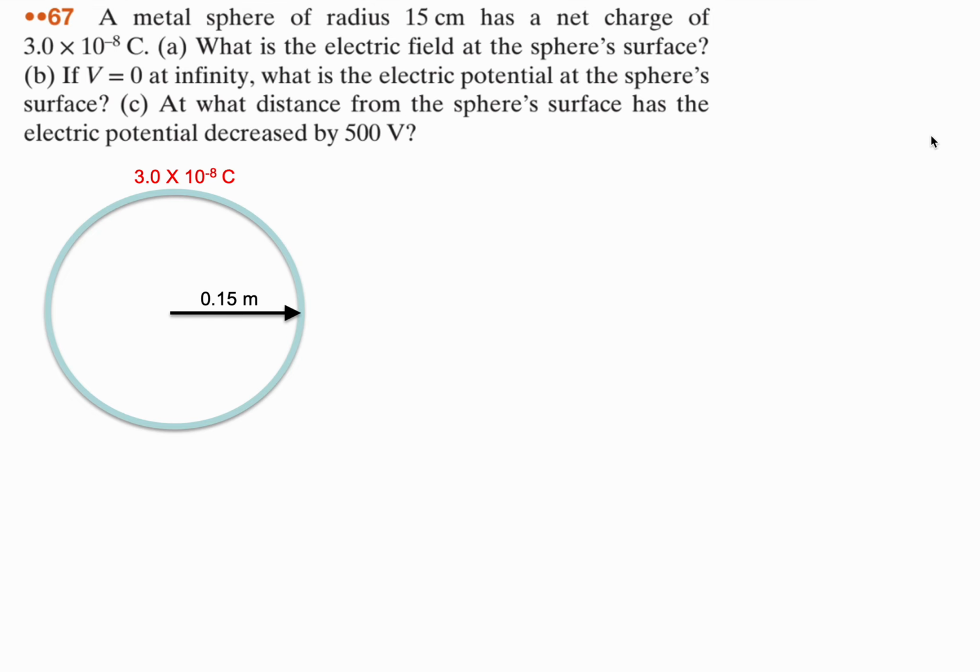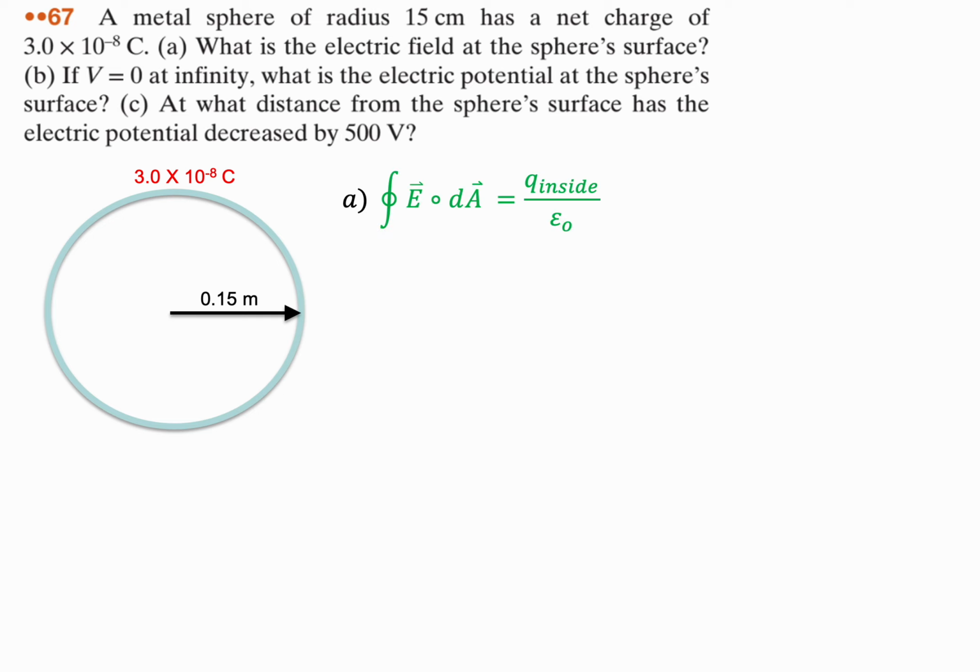So number 67, we have a metal sphere of radius 15 centimeters that has a net charge of 3 times 10 to the minus 8 coulombs, is kind of drawn below. A, what's the electric field at the sphere's surface? Well, to find that, we really should find the electric field outside of this sphere.